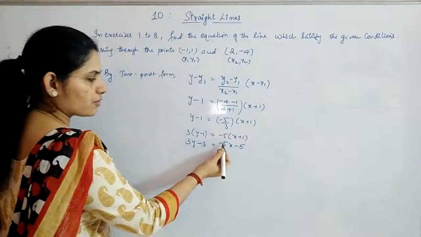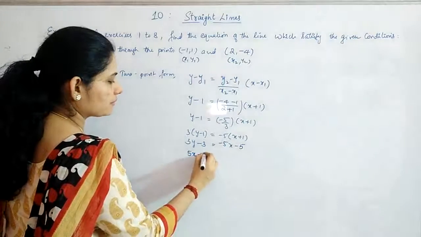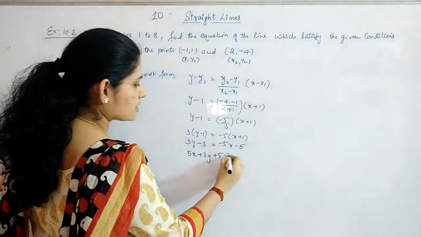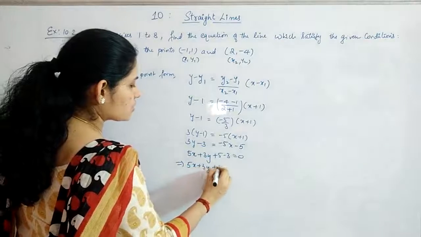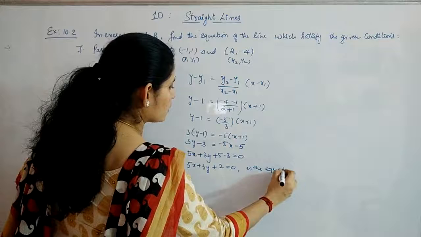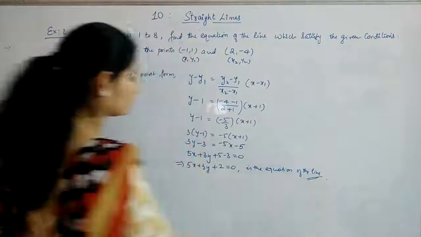So here, in order to make this positive, I am taking to the other side, so this will become 5x plus 3y. This is again coming here, plus 5 minus 3 equal to 0, or you will get 5x plus 3y plus 2 equal to 0 is the required equation of the line. Okay.